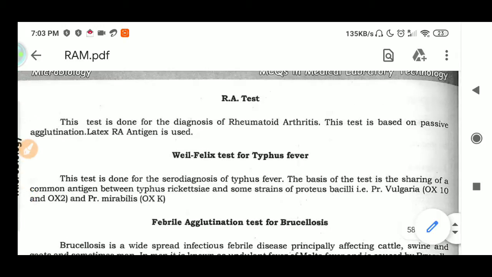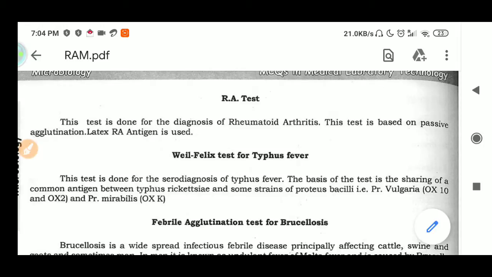We'll cover the RA test. What is the RA test? The RA test is done for the diagnosis of rheumatoid arthritis. This test is based on passive agglutination. Latex RA antigen is used for this test.